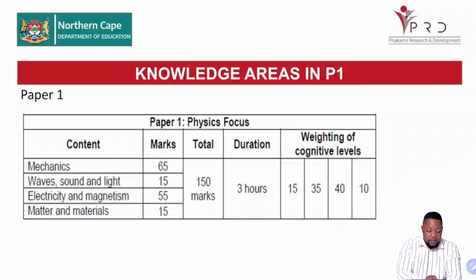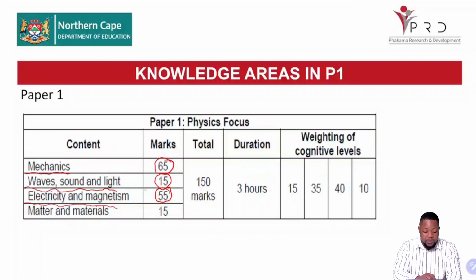We realize that paper 1 is divided into the content of mechanics with a total of 65 marks. We also have wave, sound, and light with a total of plus minus 15 marks. Then we have electricity and magnetism with a total of 55 marks. Then we have matter and materials with a total of plus minus 15 marks. But pay attention to mechanics and electricity and magnetism, which have more marks.